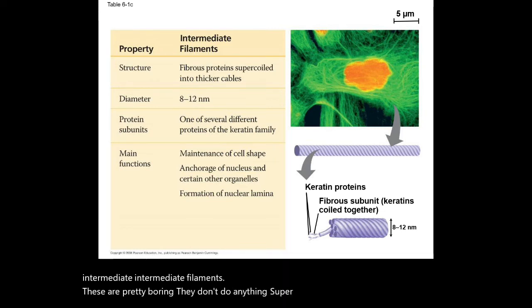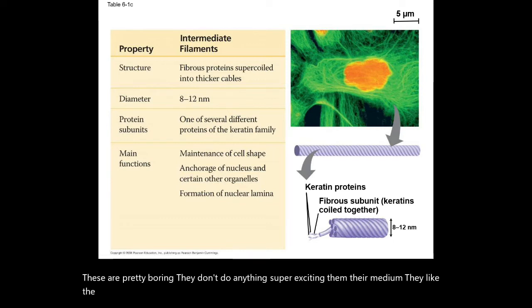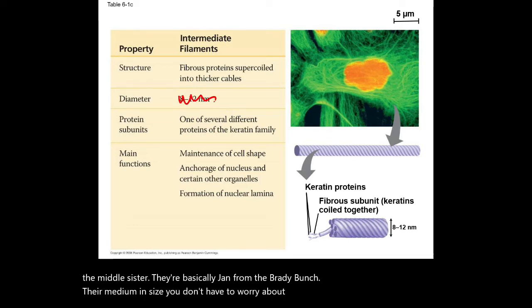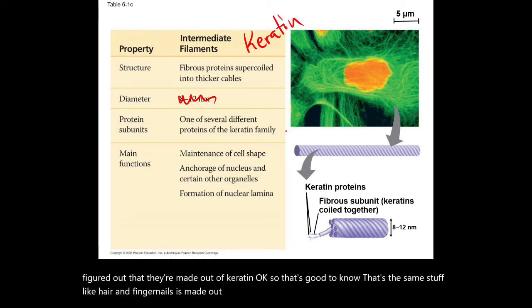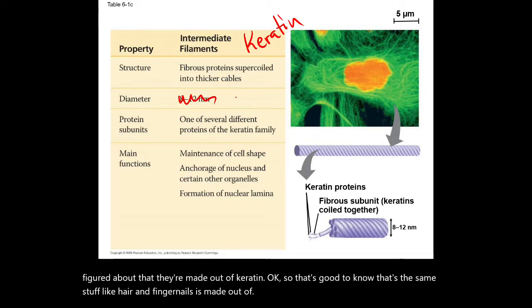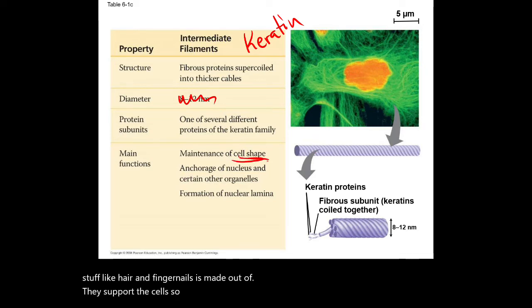They're medium. They're like the middle sister. They're basically Jan from the Brady Bunch. They're medium in size. You don't have to worry about the diameter, nanometers, whatever. Forget about that. They're made out of keratin. Okay, so that's good to know. That's the same stuff that hair and fingernails are made out of. They support the cells, so they maintain cell shape just like the other guys do.